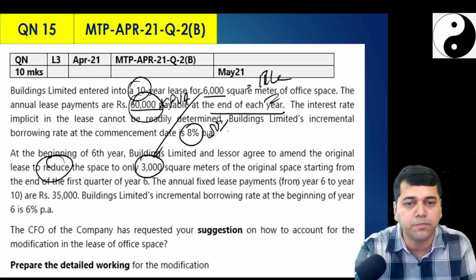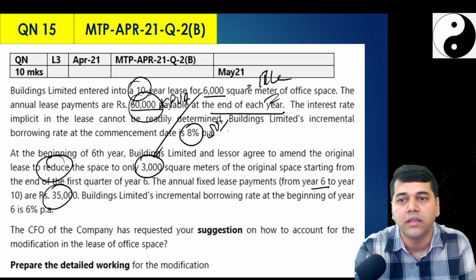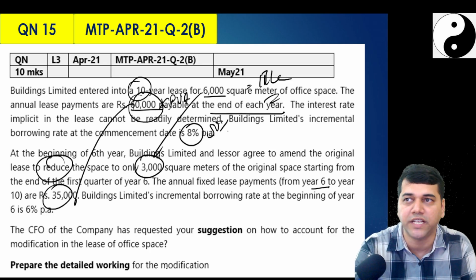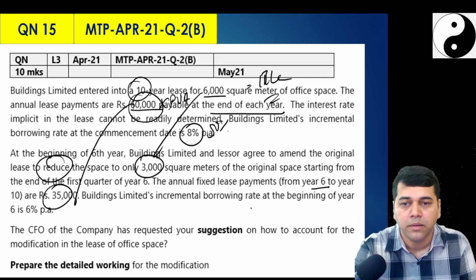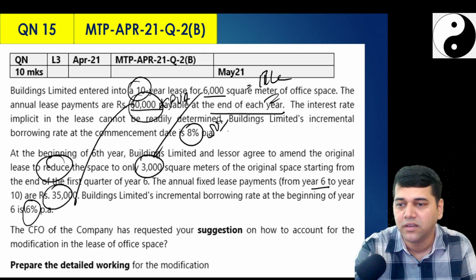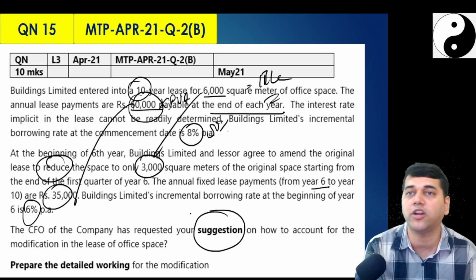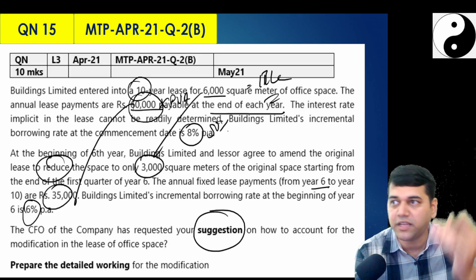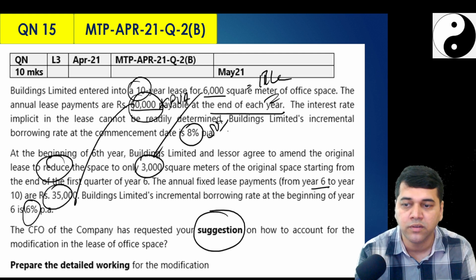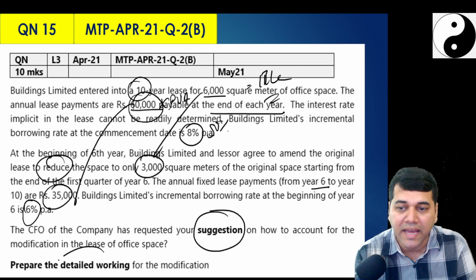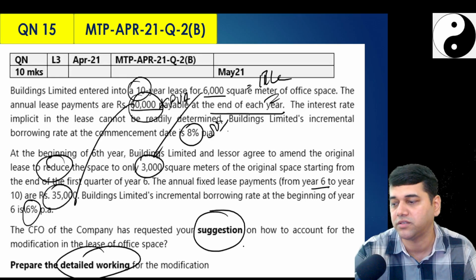Annual lease payment from 6th year to 10th year are 35,000. Again, the price adjustment is also 5,000 rupees. Building's borrowing rate is 6% now, from 8 to 6, same as the previous one. The CFO of the company required your suggestion. See, MTP question, study material question, how do you account for it? Suggestion means I have to write my observation now. How to account for this? Prepare a detailed working for the modification.